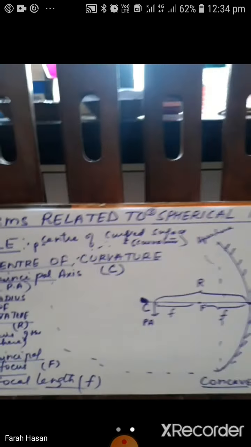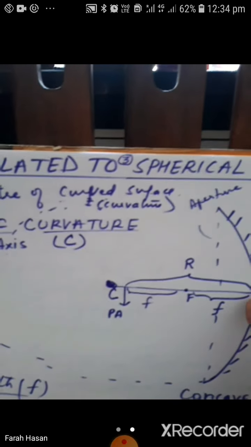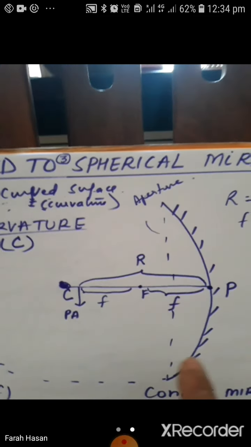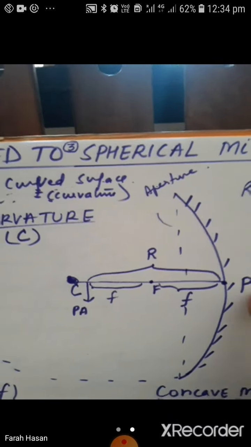So the first term is the pole. Pole, suppose this is your concave mirror, the curved surface. The center part of this curvature or the center part of this curved surface is known as the pole, which is represented by P. Alright.